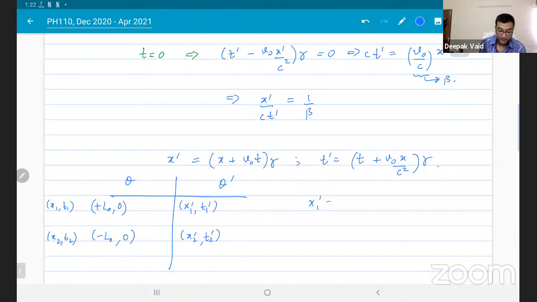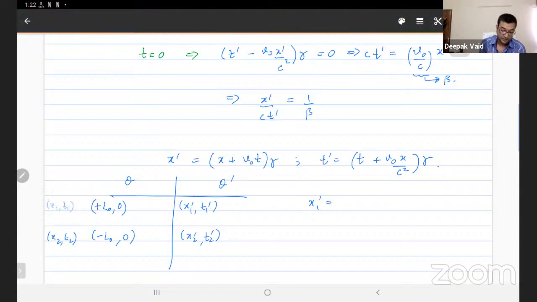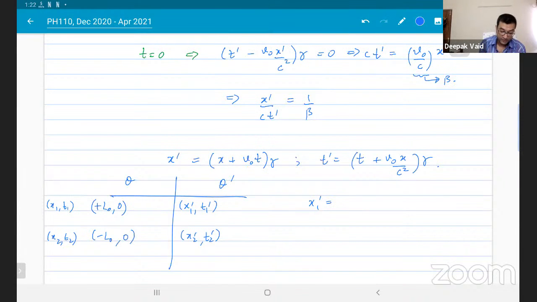What is x1 prime going to be? Well, I can just put x1 and t1 into this equation. x1 is L0, and I get some gamma factor. What about x2 prime? Same thing. t is 0, so I get minus L0 gamma. So the first is L naught gamma and the second is minus L naught gamma.